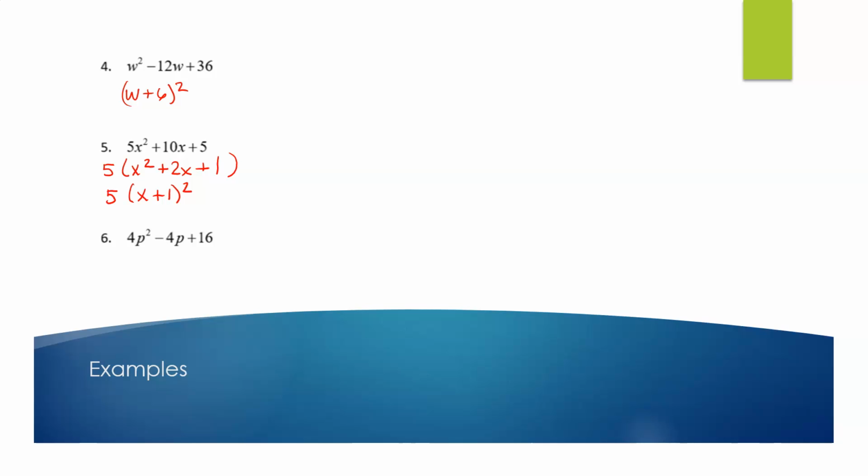Number 6, look for the greatest common factor. Here you can pull out 4. If I pull out 4, inside I have p squared minus p plus 4. So let's check what's in there. Again, A is a perfect square, C is a perfect square, so I can factor that to be p minus 2 squared.